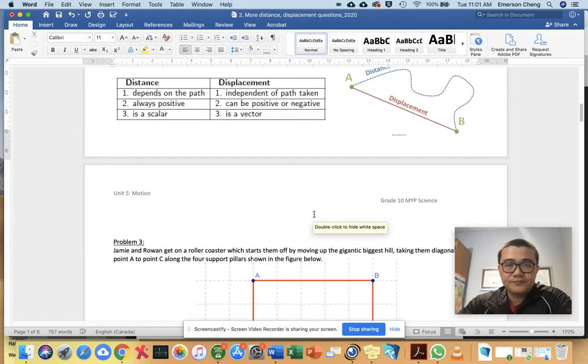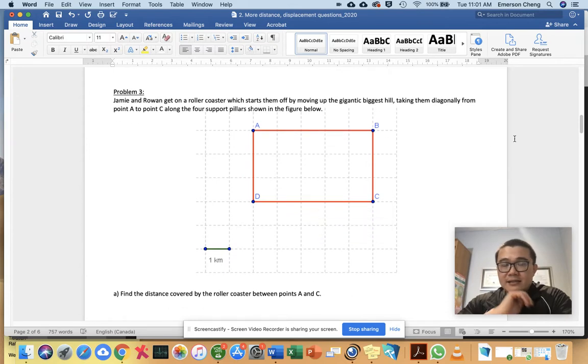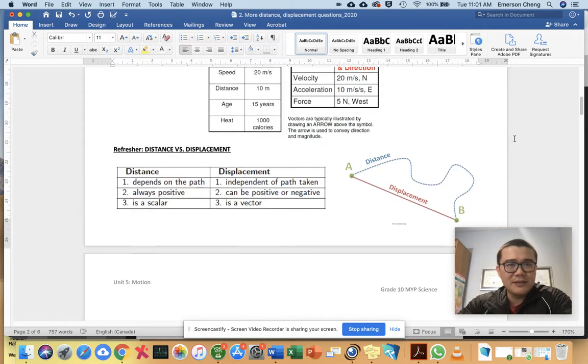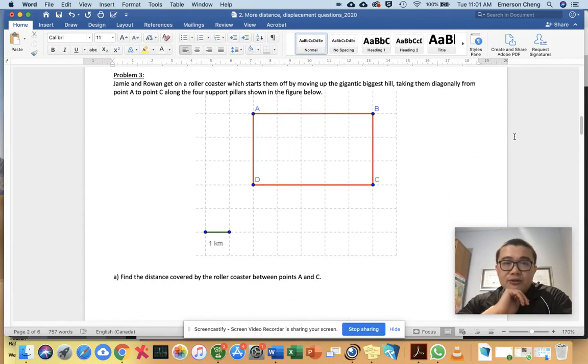So let's look at problem 3. We're going to start off easy. I don't know why it's called problem 3, maybe because it's a total. But anyways, we're going to start out with problem 3.